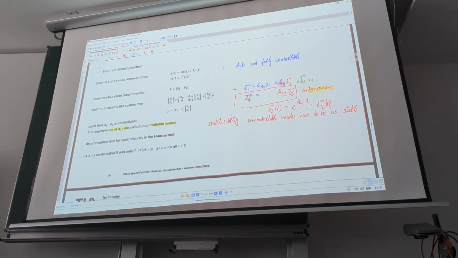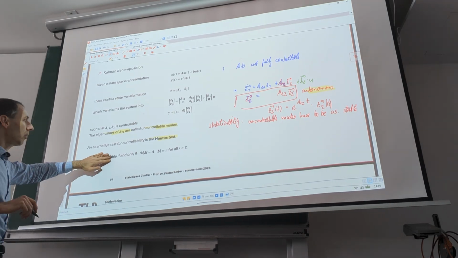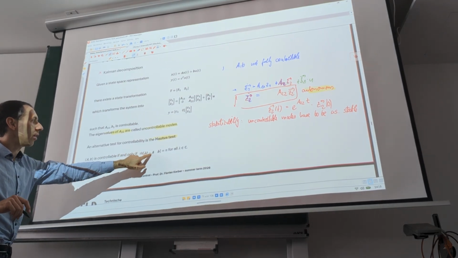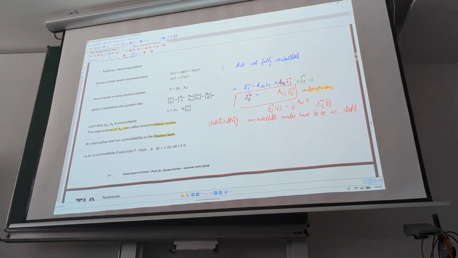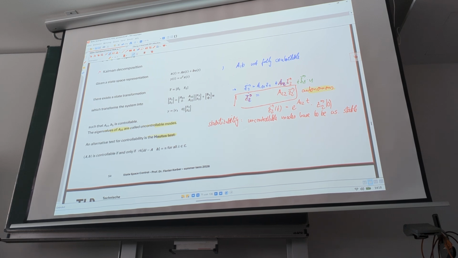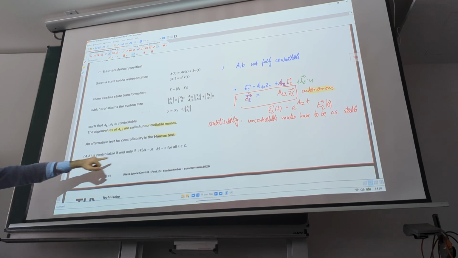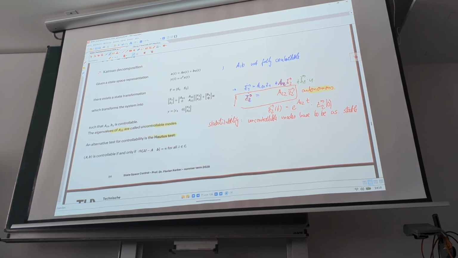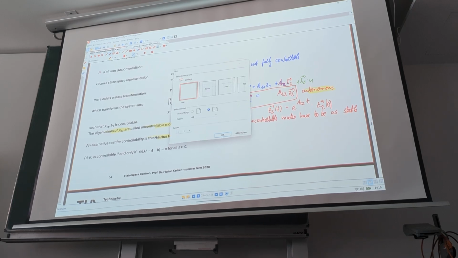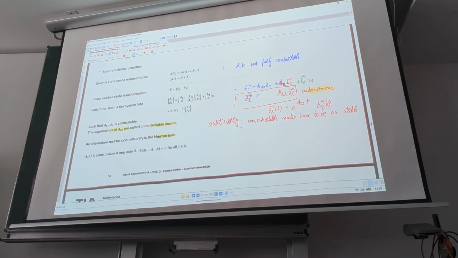We have also seen that this gives rise to an alternative test for controllability, the Hautus test, which states a system is controllable if and only if the rank of [lambda I minus A, B] is n, so it is full row rank, independent of lambda. So there is no eigenvalue of A for which the rank drops. That's the condition. Just a quick check why this is equivalent to controllability.